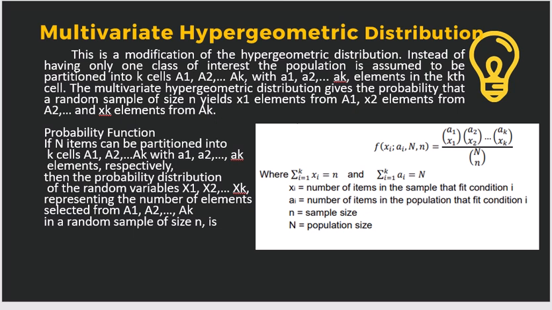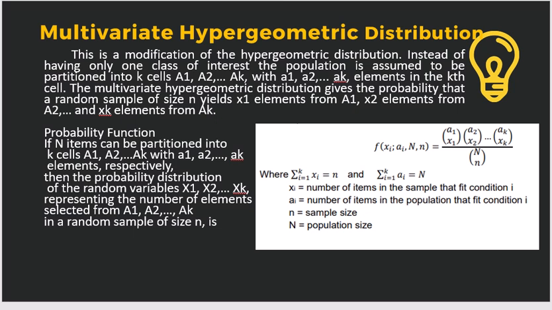The multivariate hypergeometric distribution gives the probability that a random sample of size n yields X sub 1 elements from A sub 1, X sub 2 elements from A sub 2, and so on. So, kung may elements ka from 1, dapat ang sub-element mo sa sample mo is A sub 1, ang elements mo will be A pa rin, A sub 1, A sub 2, parang ganun. And we have the probability function.